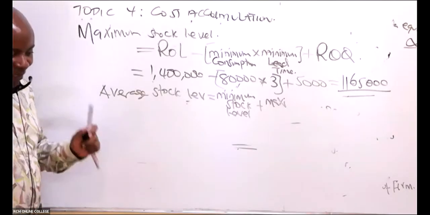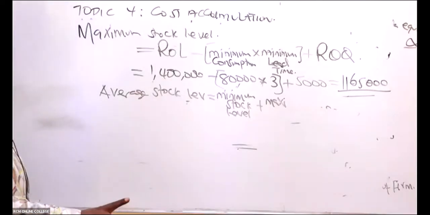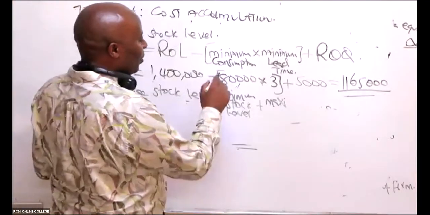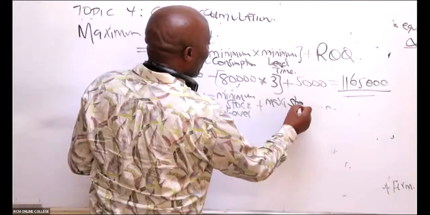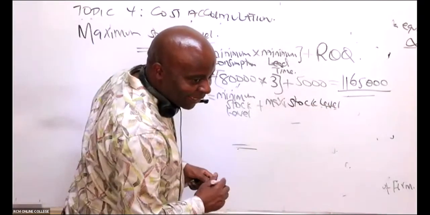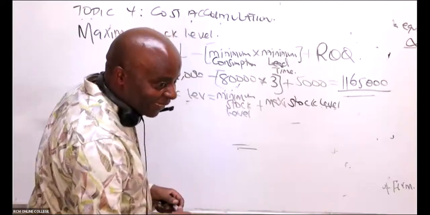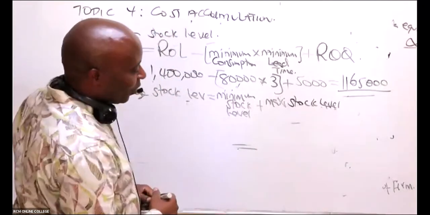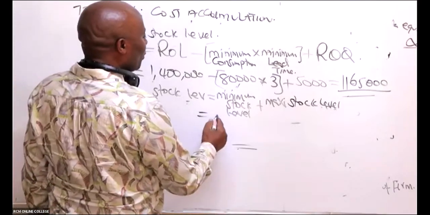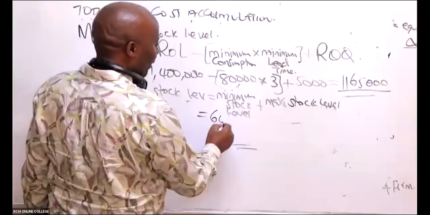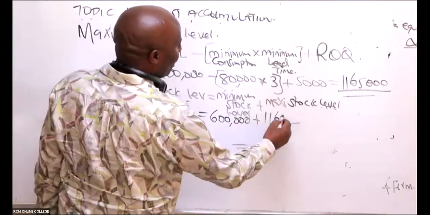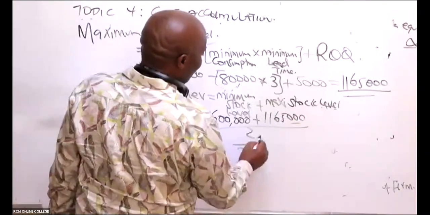11.5 is correct. Have you confirmed, madam? That's confirmed again. So minimum stock level now, depending on, so it is minimum stock level plus maximum stock level. Are you able to get that 11.5? Okay, you did it fast. So minimum stock level, we had gotten 600,000, or 680,000, whichever, plus maximum stock level, 1,165,000, divided by 2.